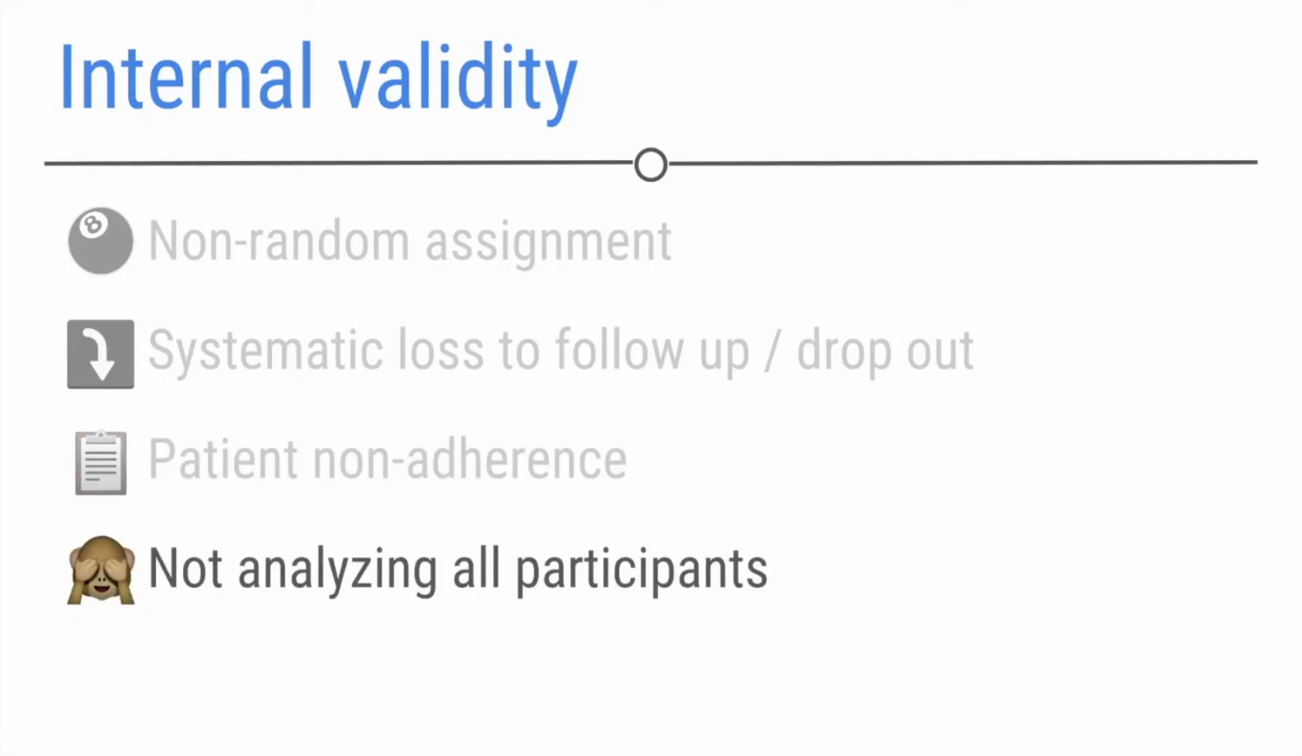So, not analyzing all participants. In addition to the previously mentioned reasons for losing participants, sometimes the data analyst will exclude participants post hoc from the analysis. This can often introduce biases and ought to be reported in a flowchart.